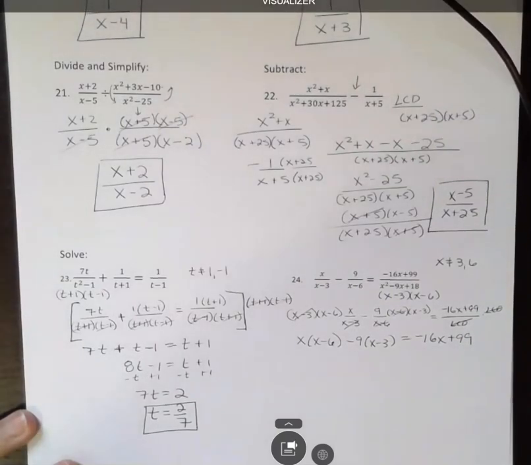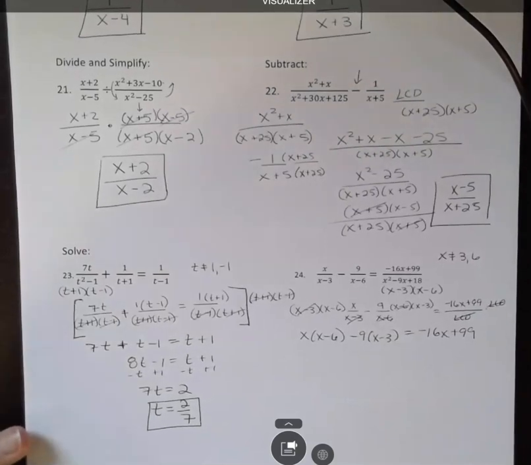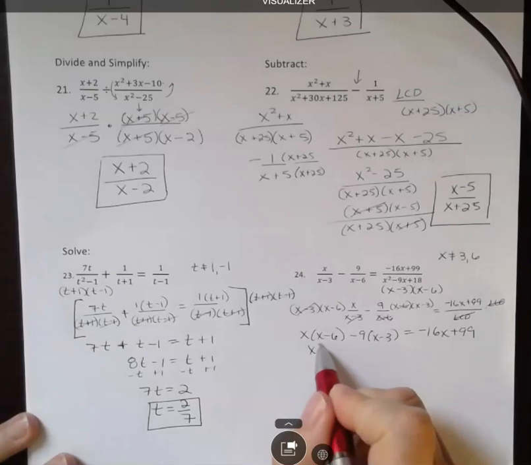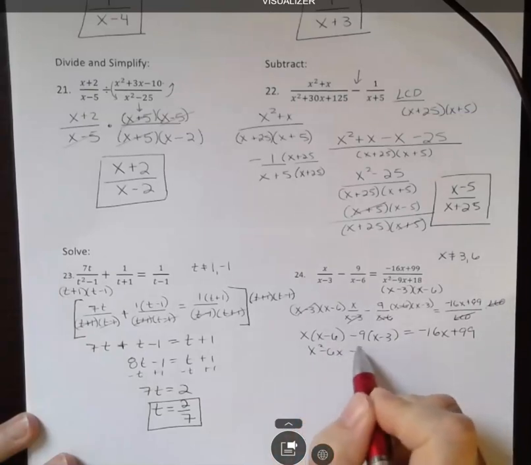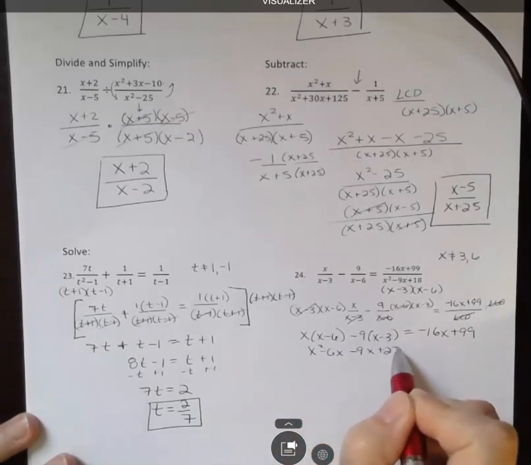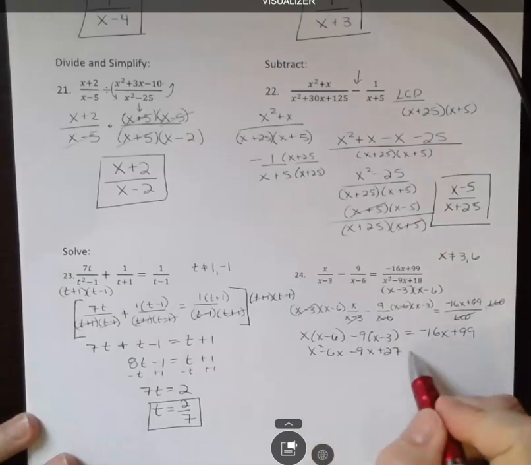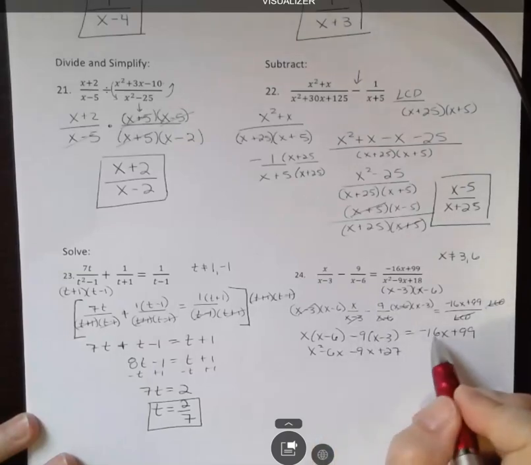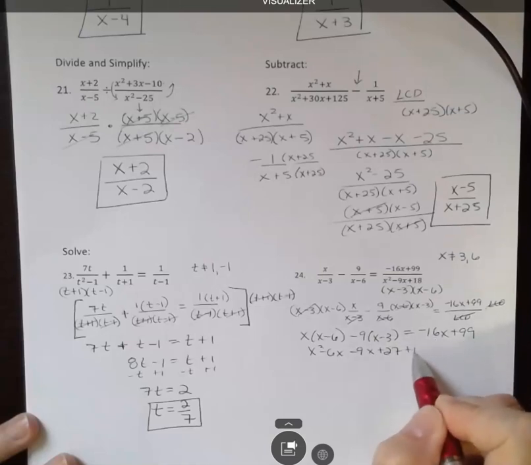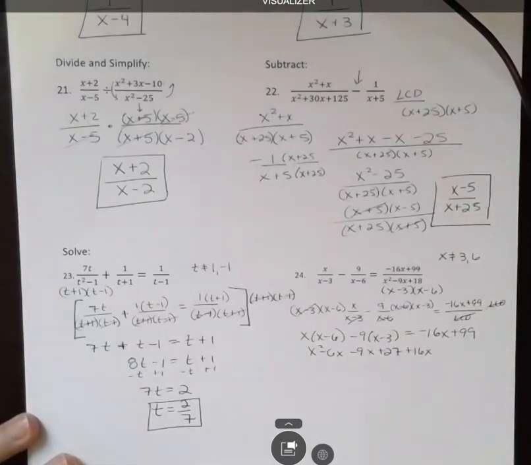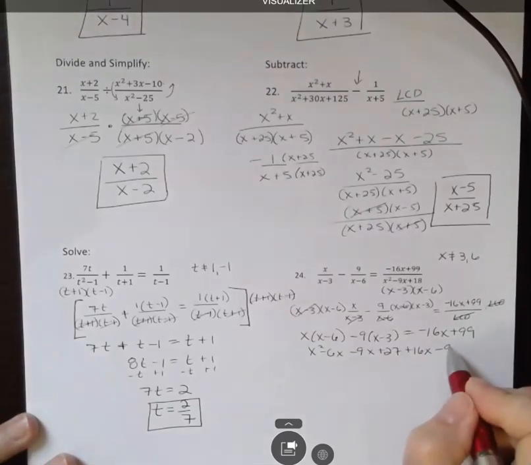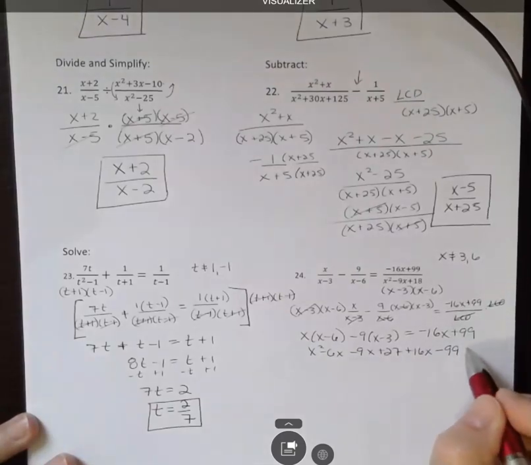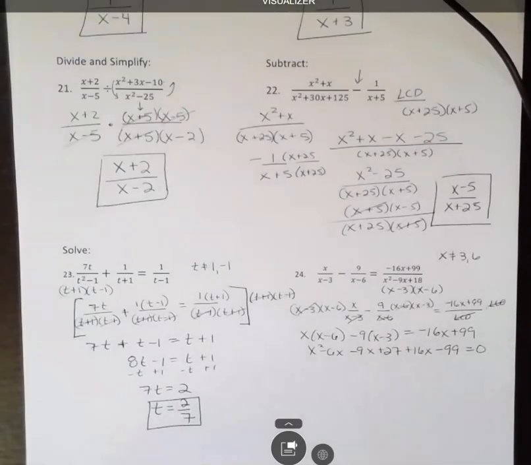Okay, now I have to distribute on the left side and bring everything over. So I have x squared minus 6x minus 9x plus 27, because negative 9 times negative 3. And then I'm going to go ahead and swing this over. This is going to be positive 16x when it comes over. I'm going to add it to both sides. And negative 99, because I'm going to subtract that from both sides, equals 0. I'm going to set the whole thing equal to 0 in case I need to factor it.